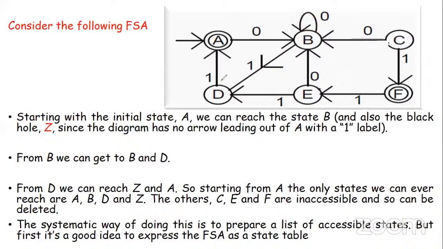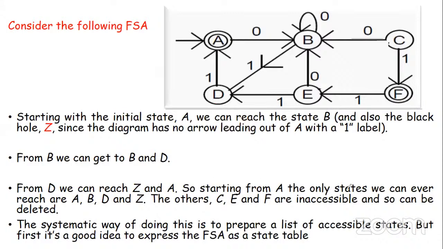Moving forward. So from state D, we can reach this state D. We can reach, this is 1. But for the other output, 0, is not leading anywhere, right? So let me clean. So from D, we can reach Z and A.